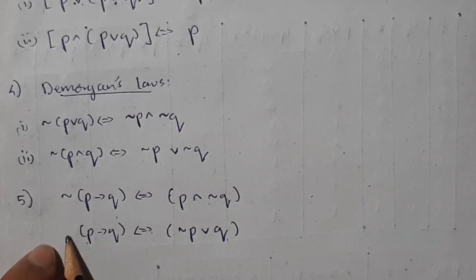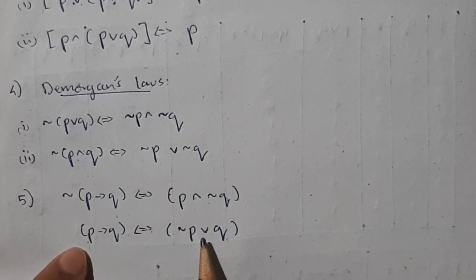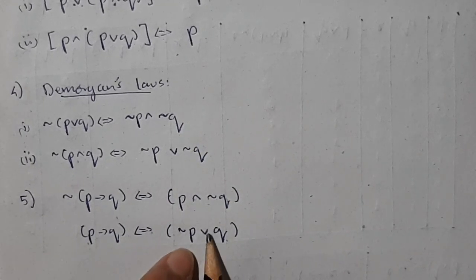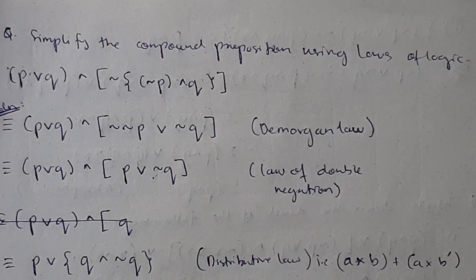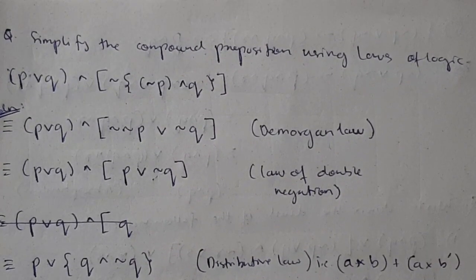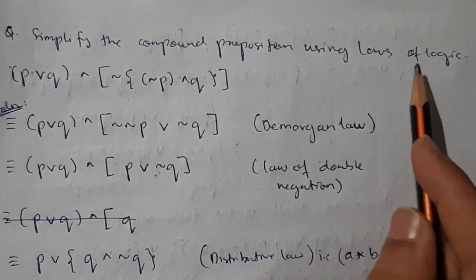Similarly, if there is no NOT here and you want to write it in terms of an OR gate, you will write NOT P OR Q. Okay, remember this, it's very important. Coming to the questions, the question will be of this type: simplify the compound proposition using laws of logic.